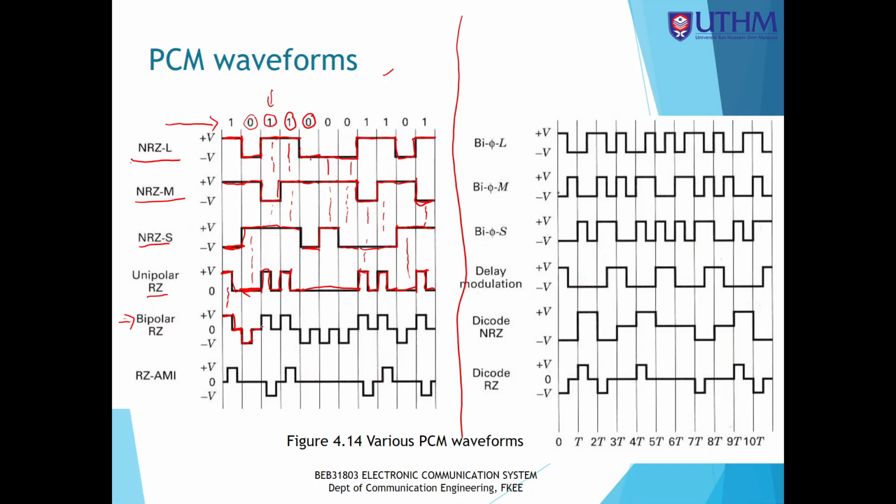Input logic 1, positive output voltage, return to 0. Another input logic 1, positive output voltage, return to 0. And then 0, 0, 0 input, it will be negative voltage, return to 0. Negative voltage, return to 0. Negative voltage, return to 0. And then input logic 1, positive, return to 0. Positive, return to 0. And then input logic 0, negative output voltage, return to 0. Positive, and then return to 0. So this is bipolar return to 0.